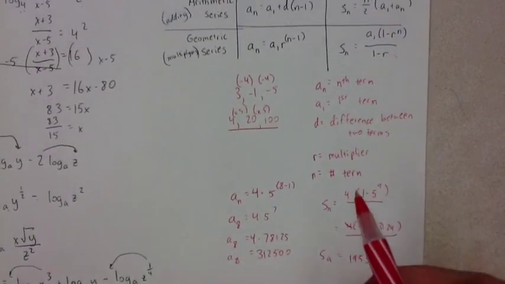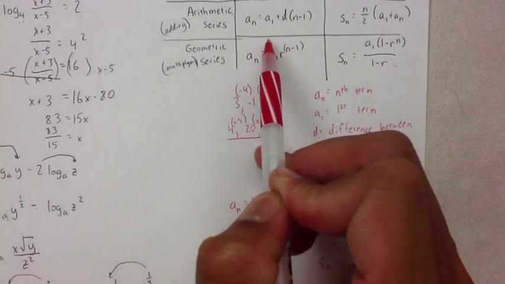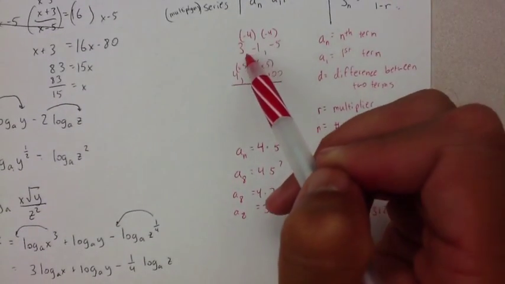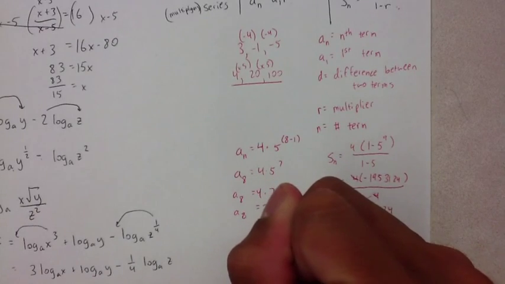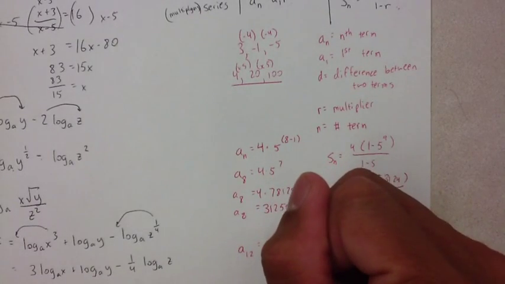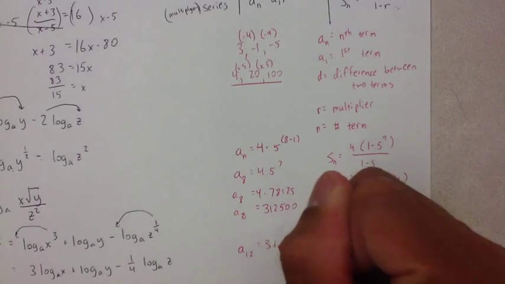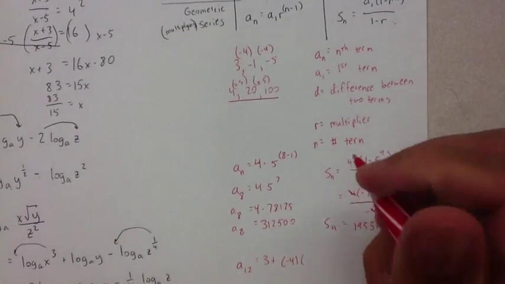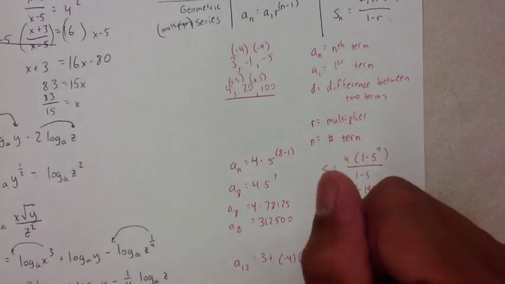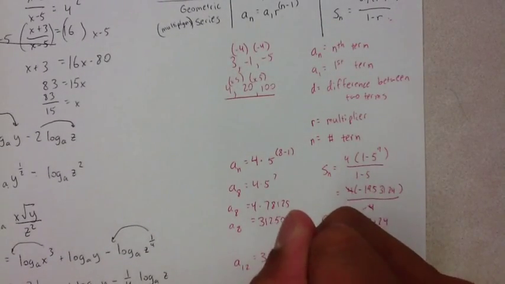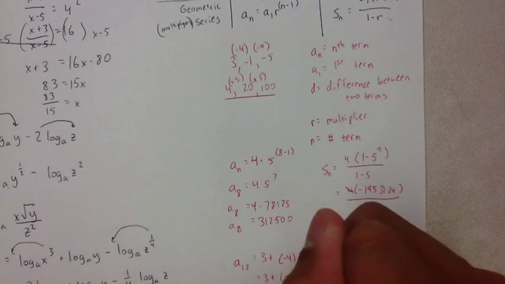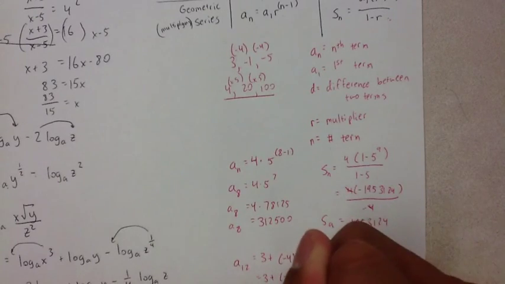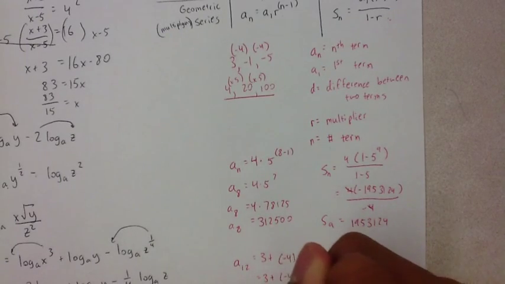For the arithmetic series, I'm going to use this equation up here to find the 12th term of this particular sequence. I'm looking for the 12th term, my a sub 1 is 3. My d is a negative 4 because I'm changing 4 between each term, and my n, I'm looking for the 12th term, so it's just 12 minus 1. So 3 plus a negative 4 times 11, so that's 3 minus 44, which is a negative 41.